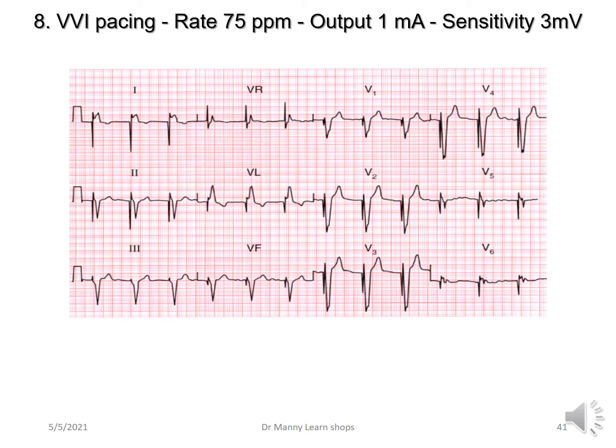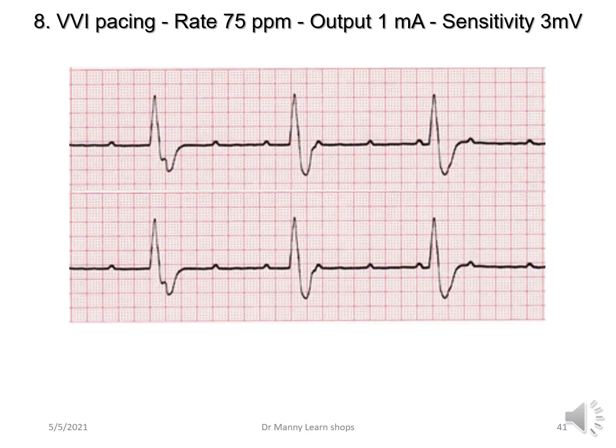VVI pacing again. Rate 75 pulsations per minute. Output's low, good, but you're still getting capture. Sensitivity relatively normal or typical. They go into this rhythm. It's a bradycardia, which is complete heart block with an idioventricular escape rhythm. But you don't need to know that. You just need to know there's no pacemaker activity. This may have been the initial reason why pacemaker was commenced temporarily and the patient's hemodynamically unstable.